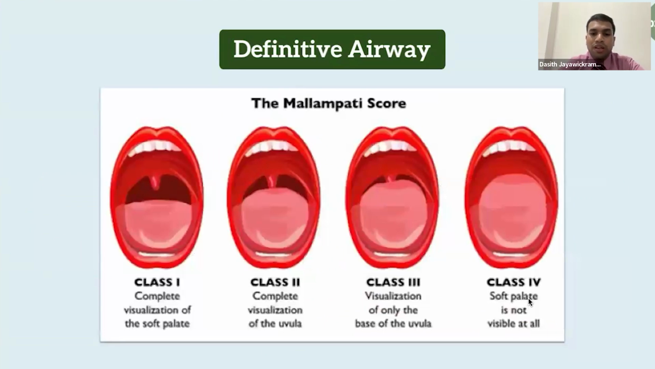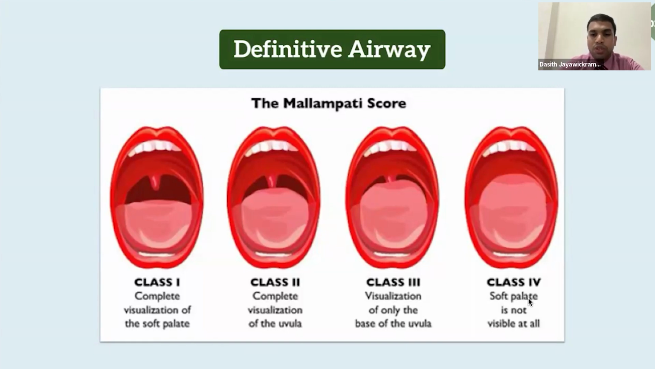And this is the Mallampati score. We look at the patient's fauces, the uvula and the tongue, and we classify into 4 grades. In grade 1, we can clearly see the soft palate and the complete uvula. But in class 2, we can only see part of the uvula, we can't see the tip of the uvula. In class 3, only a small part of the uvula can be seen, and the rest can't be seen. In class 4, the soft palate is completely gone. We can't see the fauces. That means this patient will have significant difficulty in intubation.